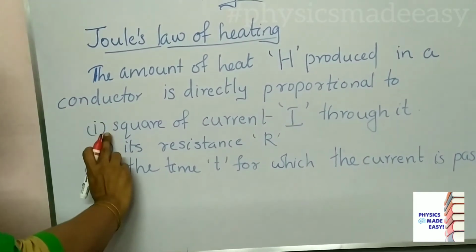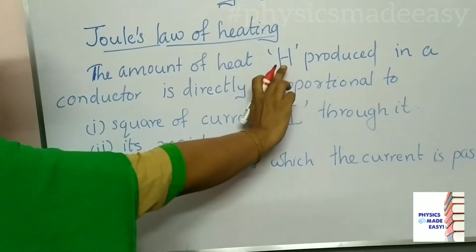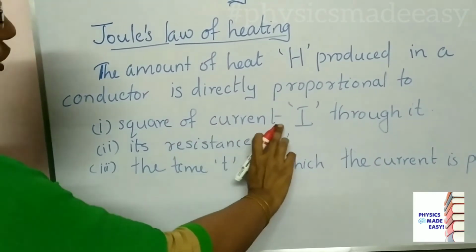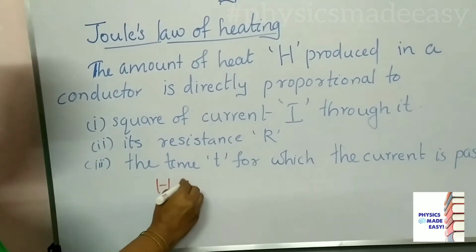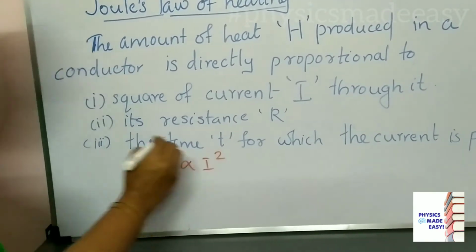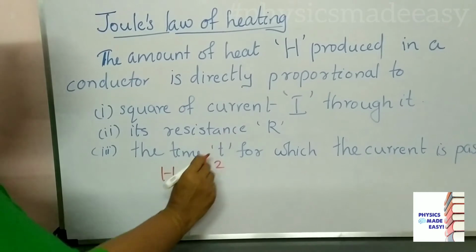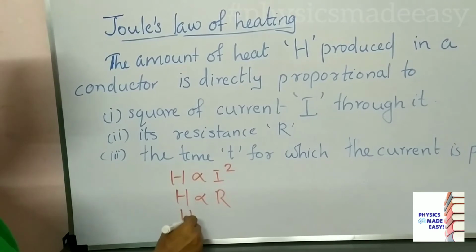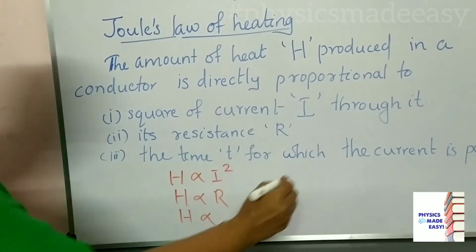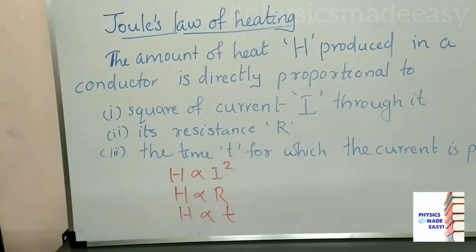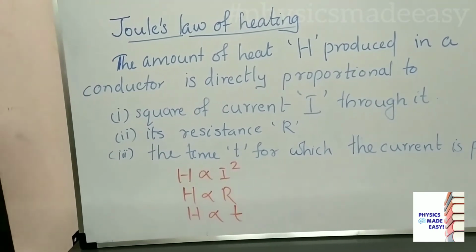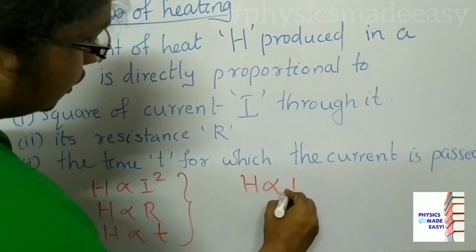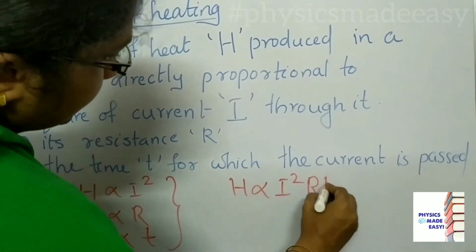So here from the first statement we get the heat H produced is directly proportional to square of the current. You can write that as H is proportional to I squared, like that way, proportional to its resistance, H is proportional to R. Then the amount of heat is directly proportional to the time t for which the current is passed through that circuit. Now we have to combine these three. Then we can write H is proportional to I squared Rt.